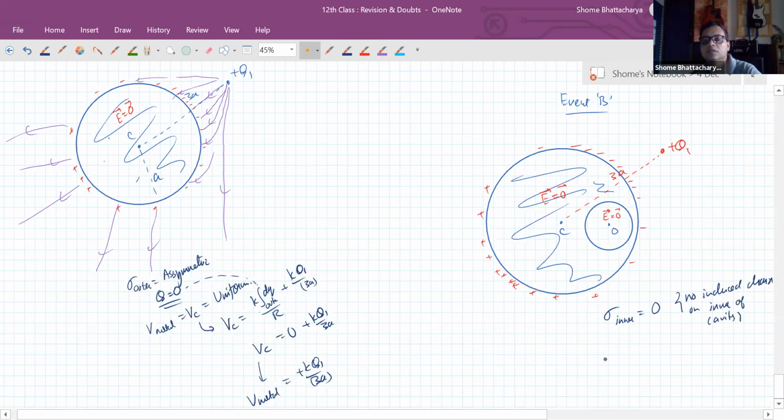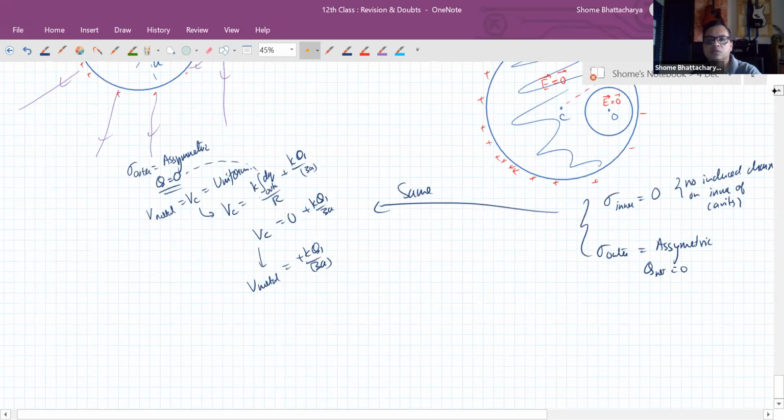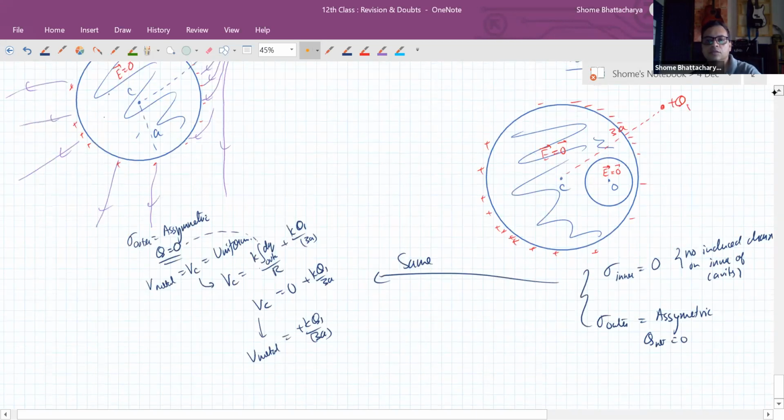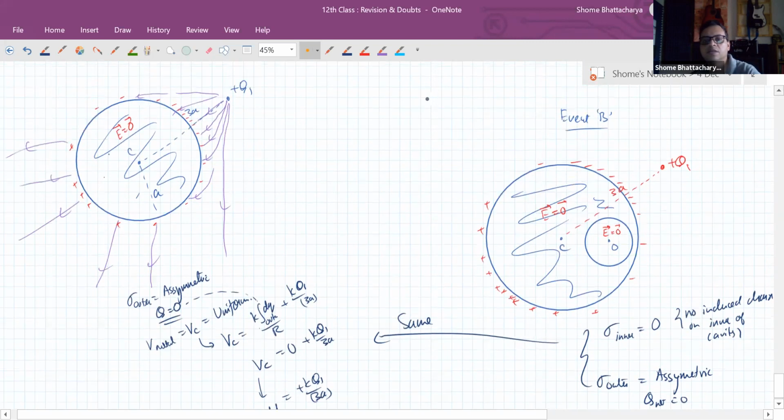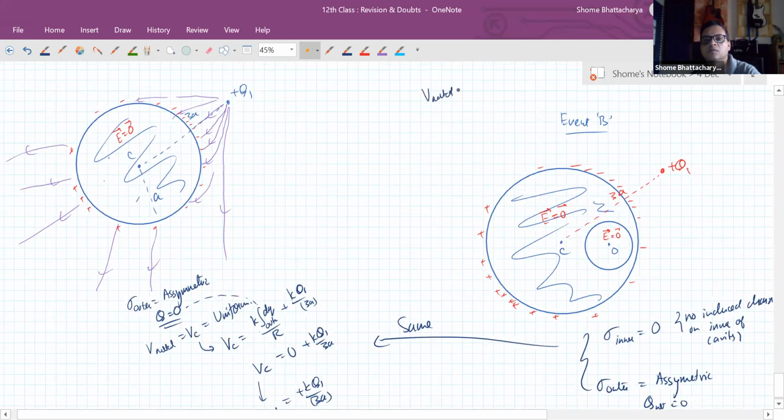Okay. Sigma on the outer surface, on the other hand, is asymmetric, such that the net charge is 0. So this is the same as the earlier case, the same result. So this system will have the same effect as far as potential is concerned also. Okay. So you can see that the potential of the metal will be plus kq1 by 3a.